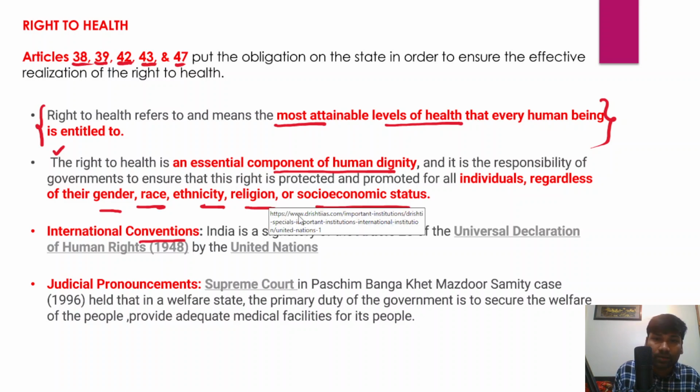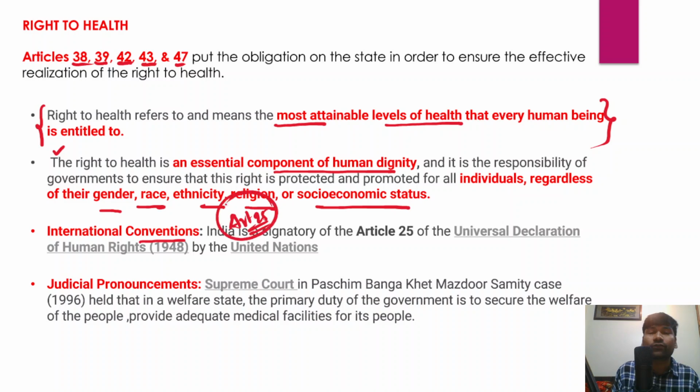For example, Article 25 of the Universal Declaration of Human Rights. So that is part of the United Nations, right? So United Nations Universal Declaration on Human Rights, Article 25 talks about right to health. And in fact, there are some judicial pronouncements also. So those judicial pronouncements also stressed on the right to health.